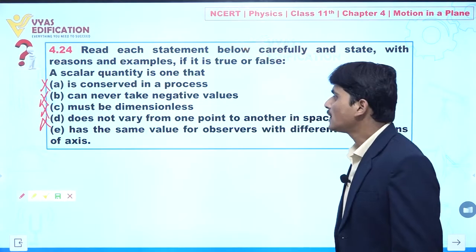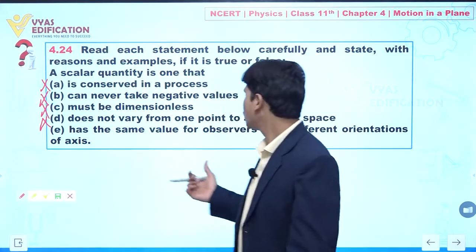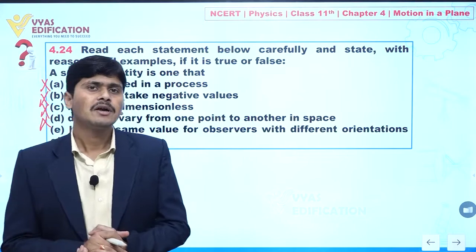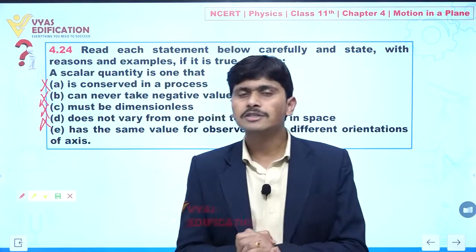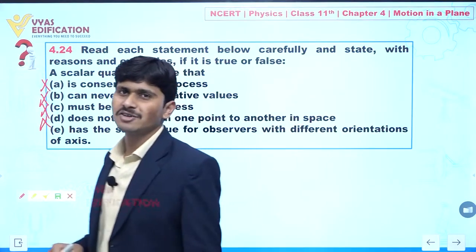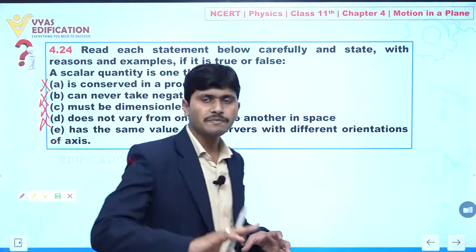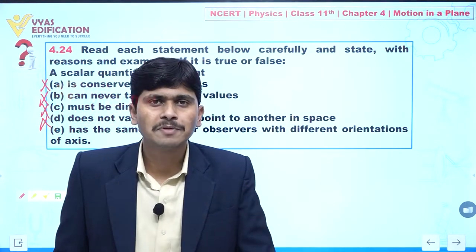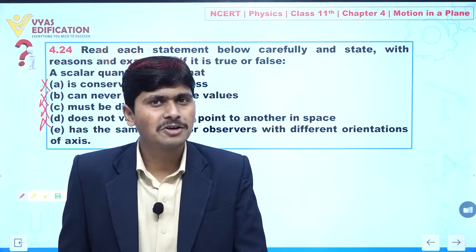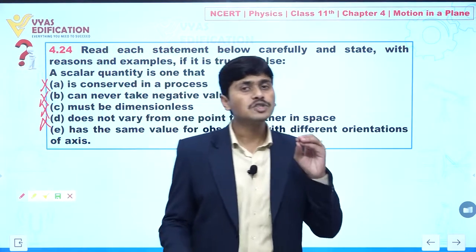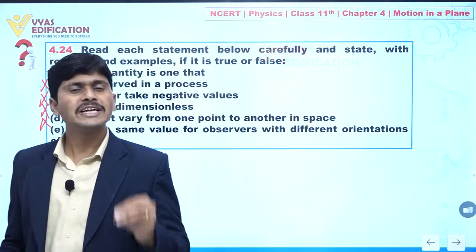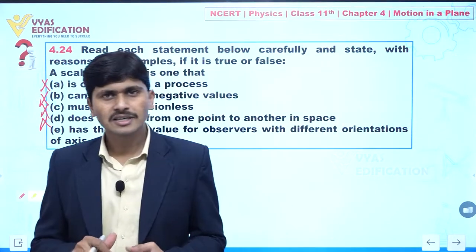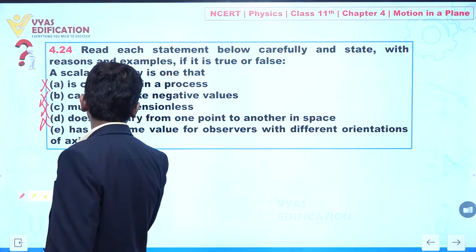Clear to you? The last statement we have: it has the same value for observers with different orientation of axes. Clear? This is correct. Let's suppose we are changing our coordinate system, but the value of a scalar quantity is not changing. Let's suppose we change our reference. Clear? Now we can see mass. Let's take the example of mass, which is measured in kilogram. Mass does not change, only the position of that particular particle changes. It means we can say a vector quantity changes, but a scalar quantity does not change. Clear? It means we can say this is a true statement.